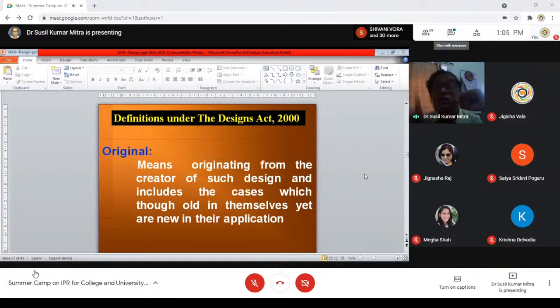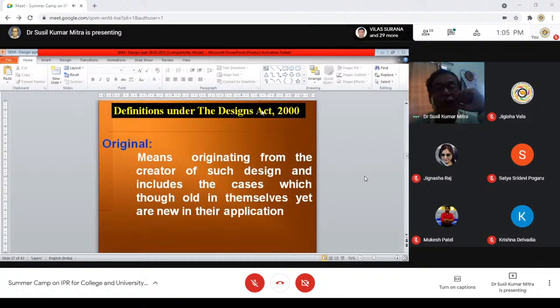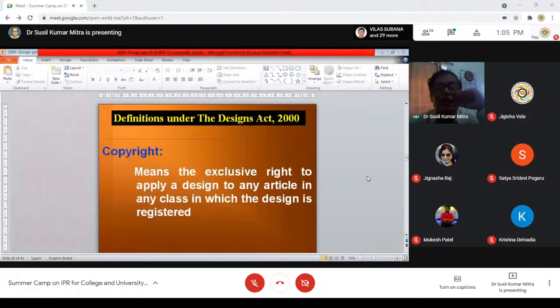Though the Taj Mahal itself is not registerable, the application of the external shape and configuration of the Taj Mahal or Charminar to an article, such as a showpiece, can be registered under that particular class as a design also. So now I'm coming to the design registration.